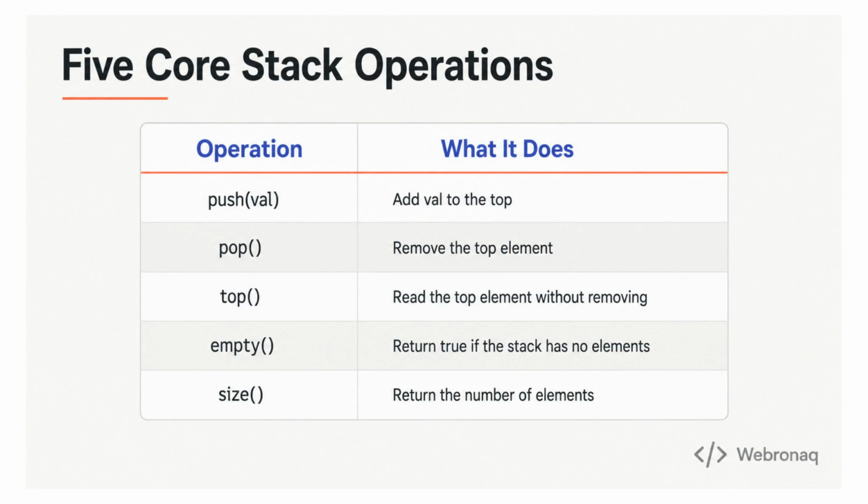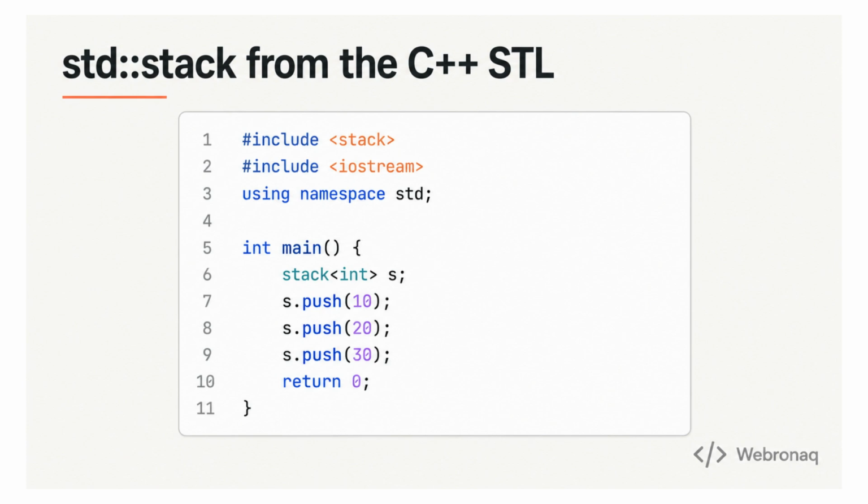Up next, let us see how C++ gives us all of this out of the box. C++ ships with a ready-to-use stack through its standard template library. You just include the stack header at the top of your file. The class is called std::stack, and it is a template, meaning you tell it what type to hold inside the angle brackets. Writing stack of int declares a stack that stores integers. We name ours s. From there, calling s.push with a value drops that value onto the top. In these 3 lines, we push 10, then 20, then 30 onto s.